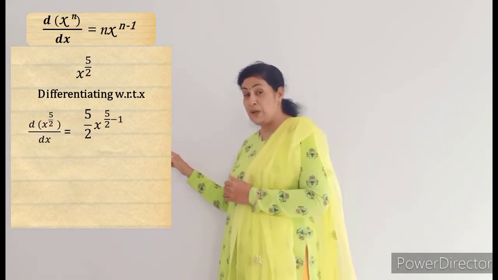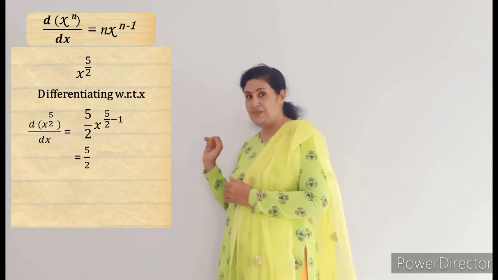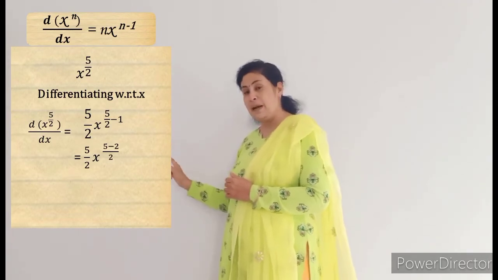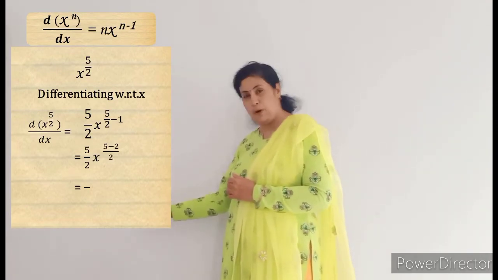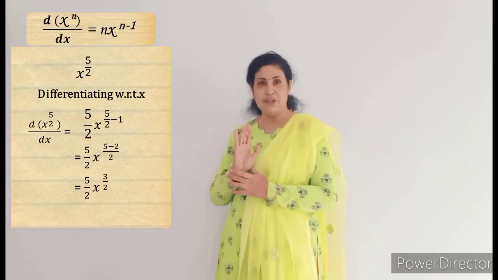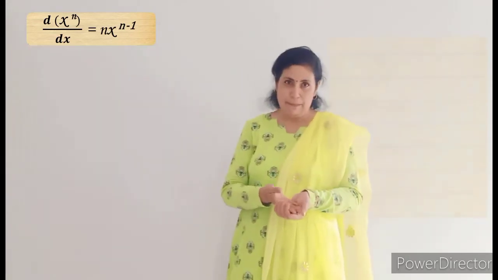It is 5 upon 2 x raised to 5 by 2 minus 1. So this 2 will go up, that is 5 minus 2. So 5 minus 2 is what? 3. So it will be 3 upon 2. So 5 upon 2 x raised to 3 by 2. Understood? Let us see one more example.